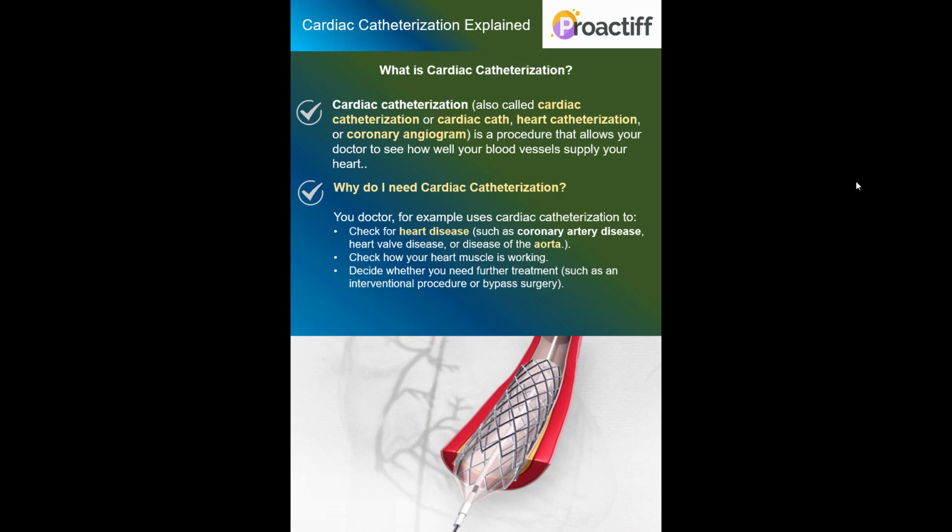Now that we have the basic definition, let's understand in what scenarios cardiac catheterization is done. This procedure is decided by your doctor, for example, to check for heart disease such as coronary artery disease, heart valve disease, or diseases related to the aorta, or to check how your heart muscle is working and decide whether you need further treatment such as an interventional procedure or bypass surgery.